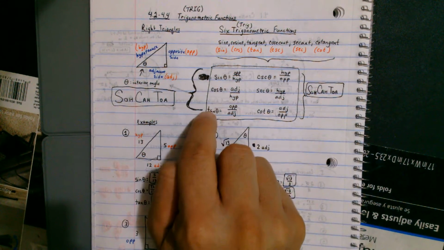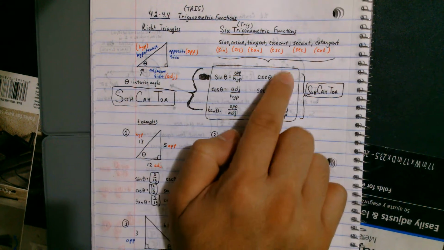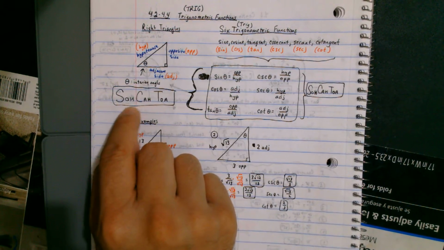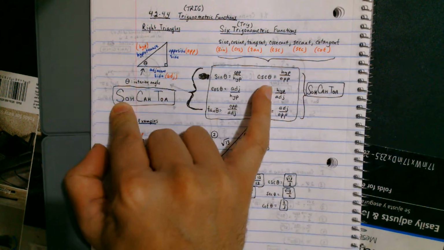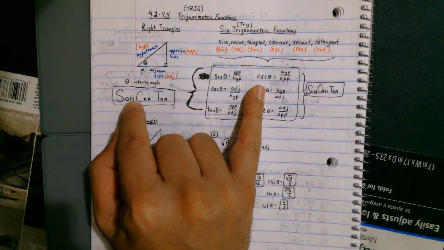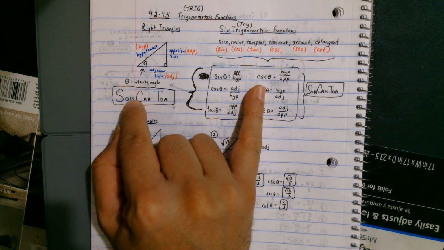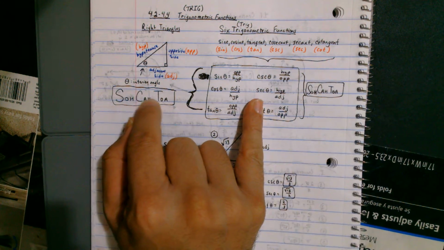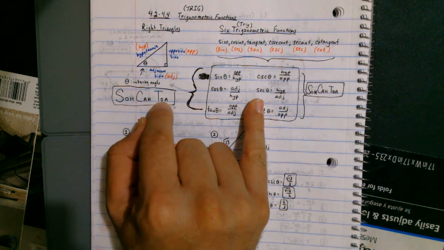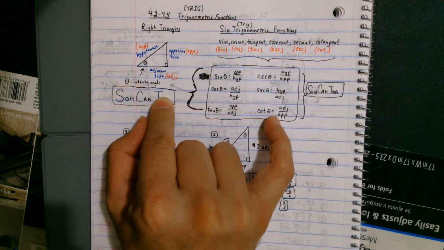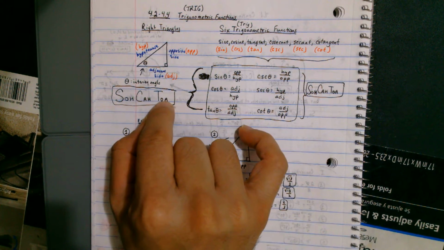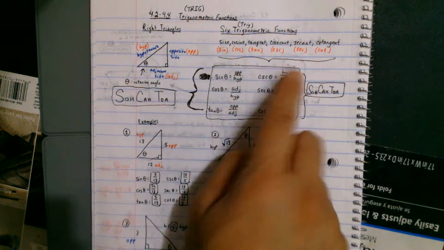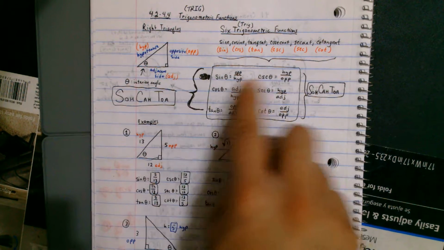The reason you don't see a mnemonic device for the other three is because if you know that sine is opposite over hypotenuse, then cosecant has to be these two letters reversed: hypotenuse over opposite. If you know that cosine is adjacent over hypotenuse, secant has to be hypotenuse over adjacent, these letters turn around. And if tangent is TOA, opposite over adjacent, cotangent is adjacent over opposite. So knowing these three, you get these three essentially for free, you just have to remember the relationship.